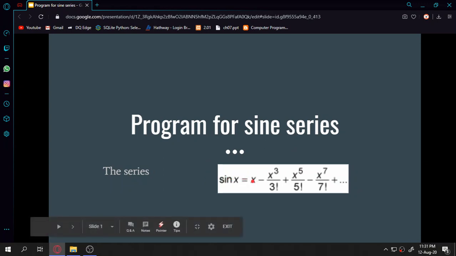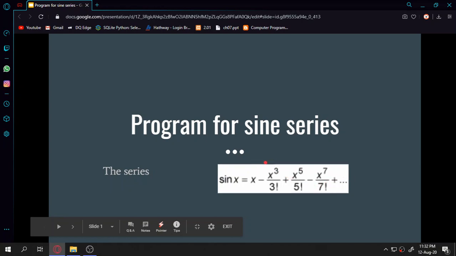So the relationship here is x power 1 by 1 factorial minus x power 3 by 3 factorial plus x power 5 by 5 factorial and so on. That means alternating plus and minus, odd powers here, and factorials of odd numbers. You all know what a factorial is: 1 factorial is 1, 3 factorial is 3 into 2 into 1, 5 factorial is 5 into 4 into 3 into 2 into 1, and 7 factorial is 7 into 6 into 5 into 4 into 3 into 2 into 1, like that it goes.